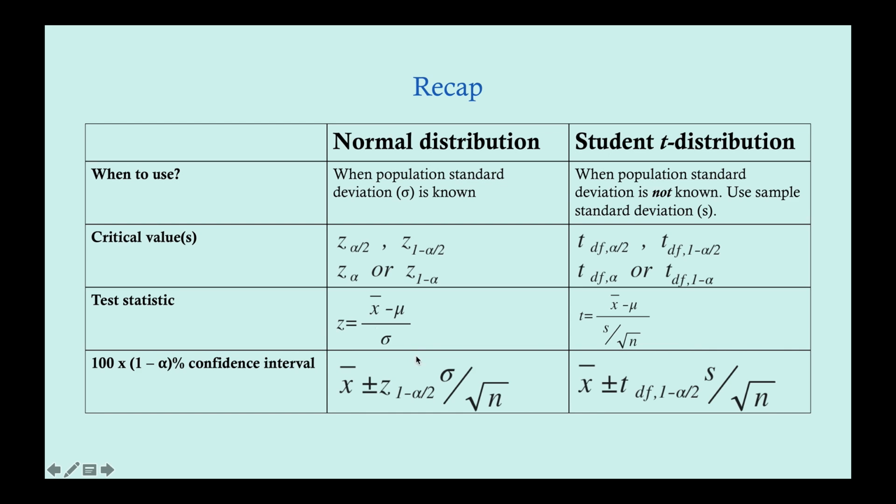I would remember the confidence interval for the normal distribution because that's the one that the USMLE is probably going to test you on. I can't imagine they're going to get that much into the student t-distribution. What I would really know for the student t-distribution is when you use it and what degrees of freedom is. That's really all you need to know for the USMLE.